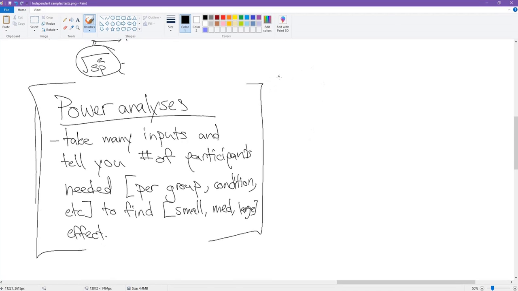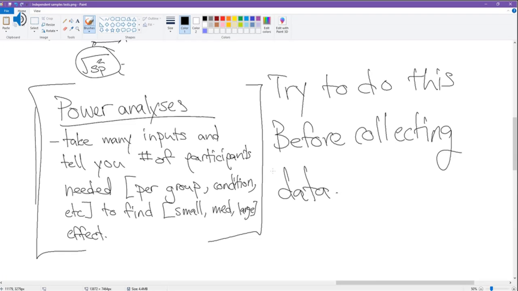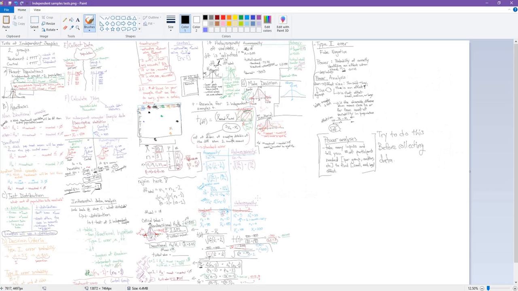So power analyses, there are people who design programs. There's something called G-Power, G-star power, if you're interested in that kind of thing. So, power analyses. What do power analyses do? They take inputs and they tell you how many participants you're going to need, either per group or condition. It depends on exactly what you're looking for, in order to find some sort of effect. And that could be a small, a medium, or a large effect. Just, it depends on what you're looking for specifically. That is my rant on power analyses.